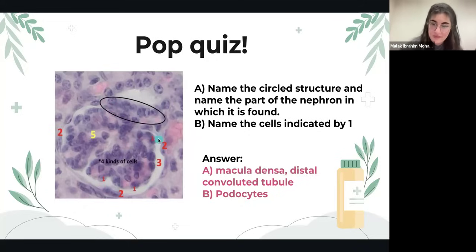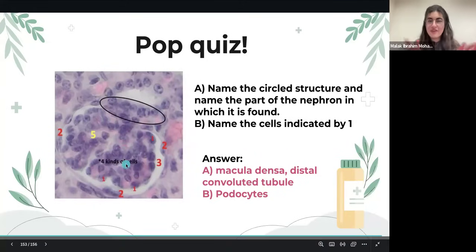And B. Number one is podocytes. I forgot to mention this. Podocytes are just cells that you'll find here. Just be very, very familiar with this picture because they usually always end up getting it. I saw it so many times in the past, and we got it in our OSPE exam as well. So make sure that you're very familiar with this picture. Can you guys label everything here for me?